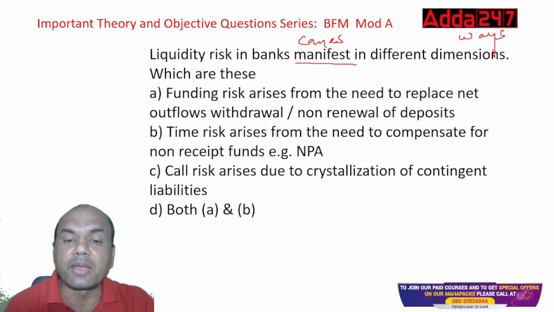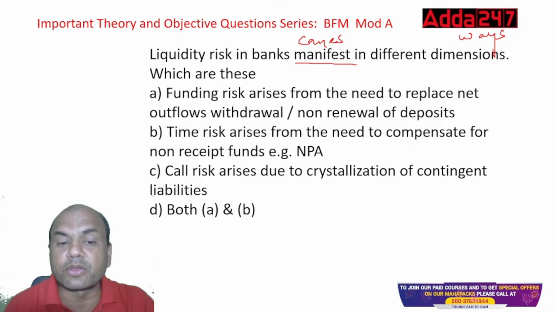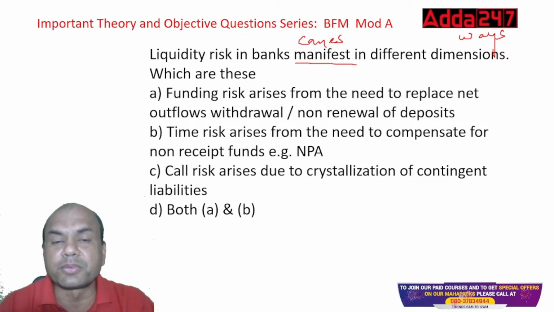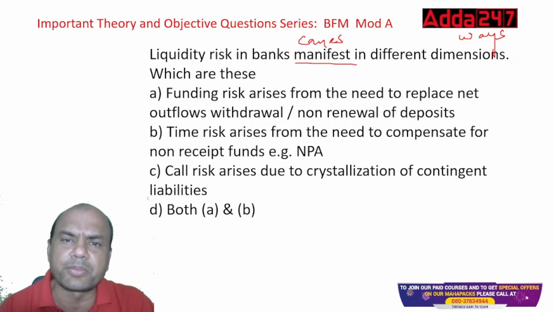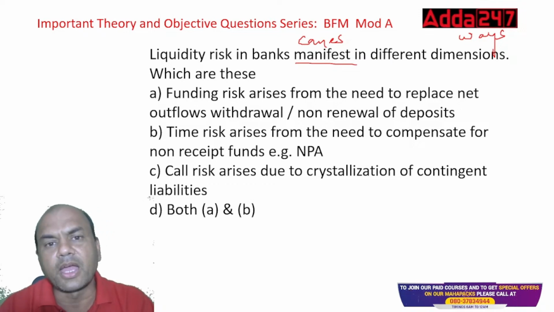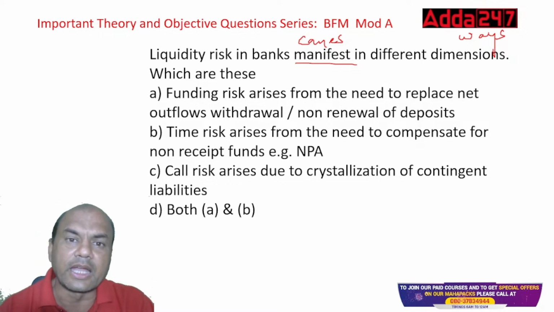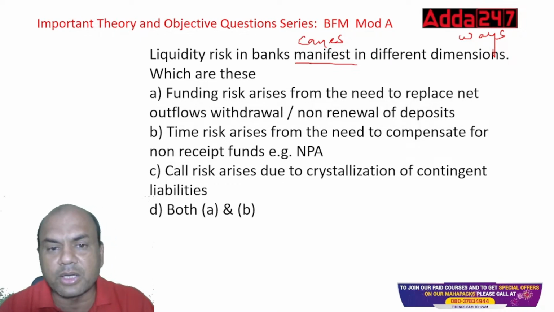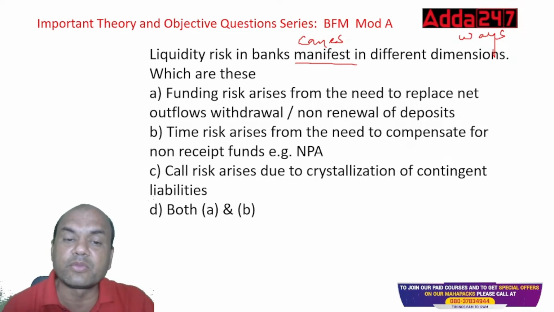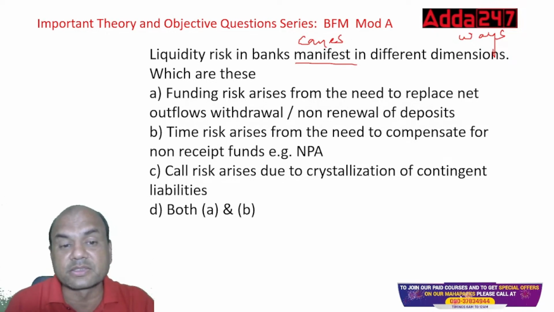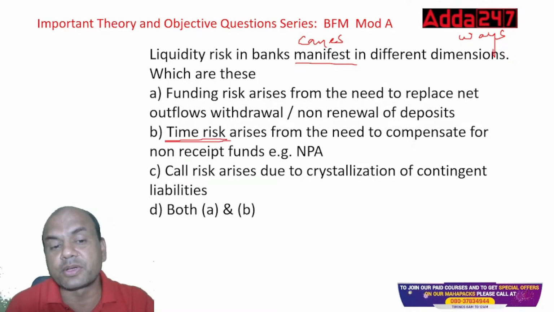Number two, time risk arises from the need to compensate for non-receipt of funds, NPAs. Basically, suppose I've given a loan, so what is my logic? That person will pay me the EMI, or if a CC is given, that person will pay me the interest, and that interest I'll use for paying the depositors. But if I don't get that interest or that EMI, then what? That will also create a time risk. Time risk means at the time, I'm not having the funds.